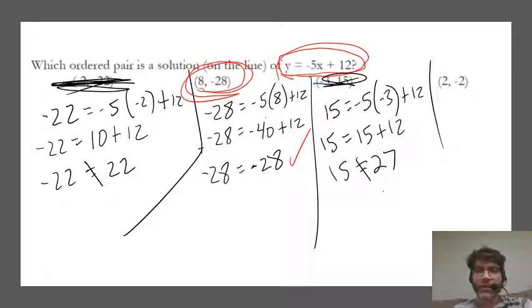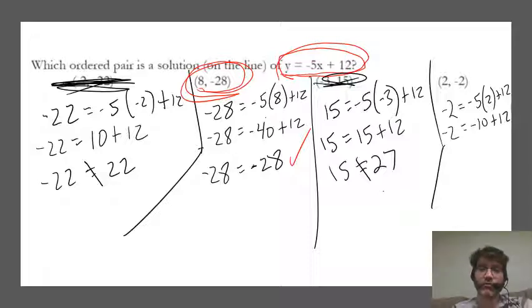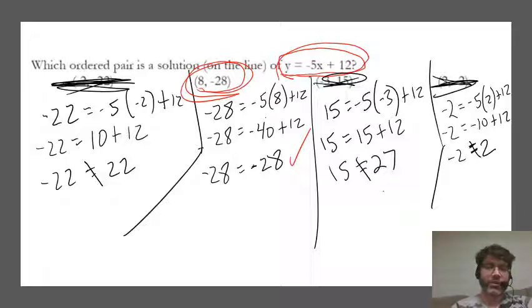Okay, last one, -2 for y and 2 for x. Plugging that in, -2 equals -5 times 2, which is -10. -10 plus 12 is a positive 2. Positive 2 does not equal -2. So this is inconsistent. The only one that was our winner was 8 comma -28.